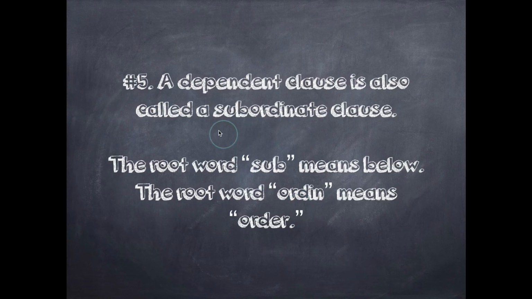And finally, a dependent clause is also called a subordinate clause. The root word sub means below. The root word orden means order. So it means below order or second in order. Hopefully that can help you remember what a dependent clause is.